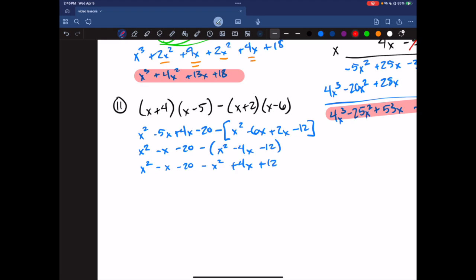Now, you'll notice I have a positive x squared and minus x squared, so I'm going to get rid of those. And then let's see, I have an x term there and there, constant term here and here. All right, so now I can clean this up. That's going to be 3x. And that's going to be minus 8. So this big nasty thing turned into something simple, a binomial of 3x minus 8. And that's how you multiply polynomials.